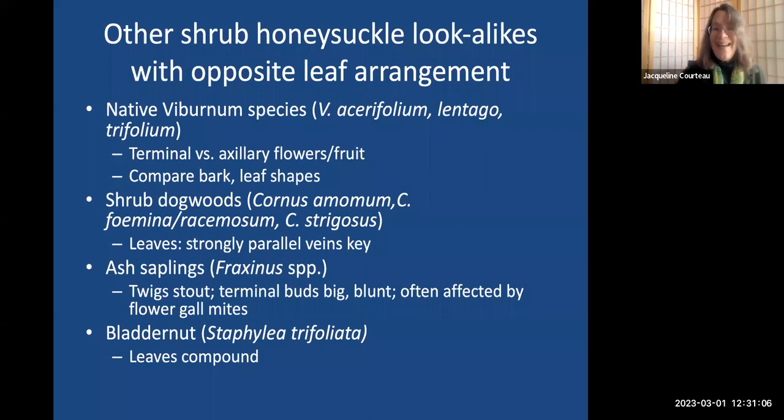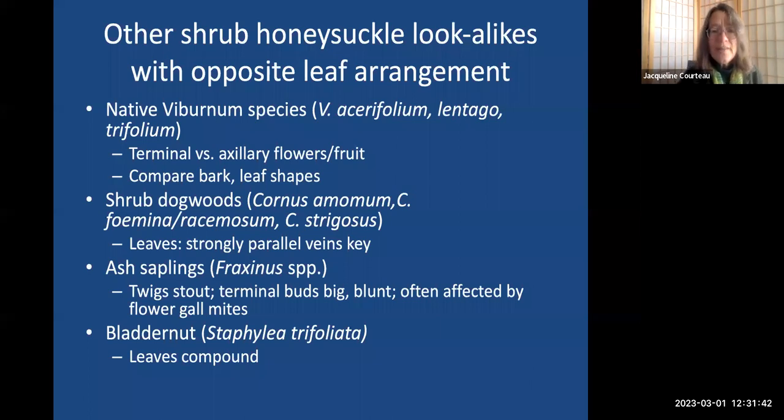All of those have terminal... well, I should stop. Not all of them. Most of them have terminal versus axillary flowers and fruit, or at least clusters that are more than two. And I would just urge you, if you look these up in your guides, to compare the bark and leaf shape. A number of the viburnums have lobed leaves, and even those that are not lobed have distinctive twigs and buds.